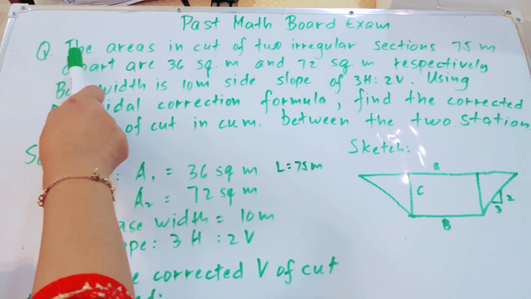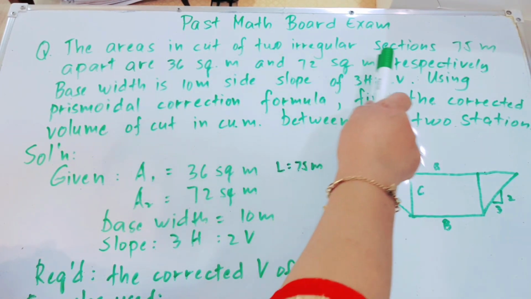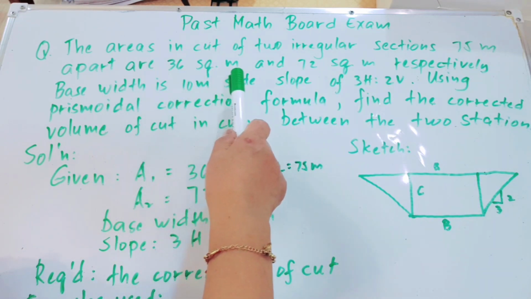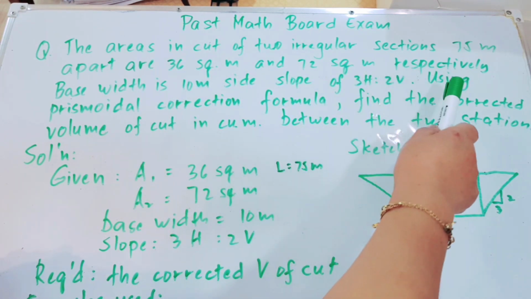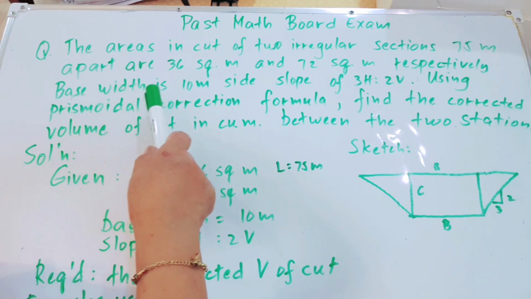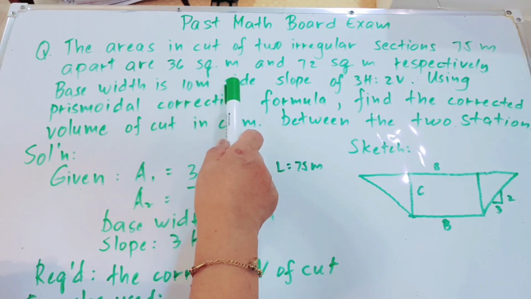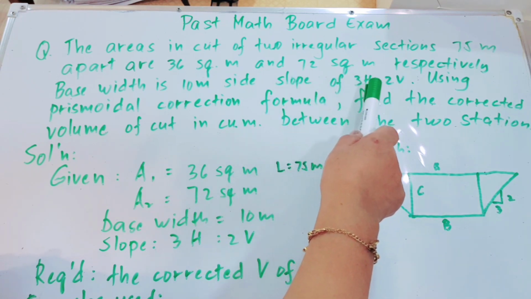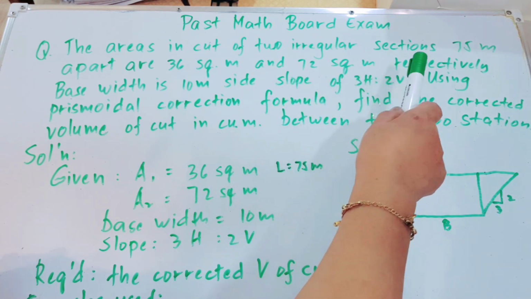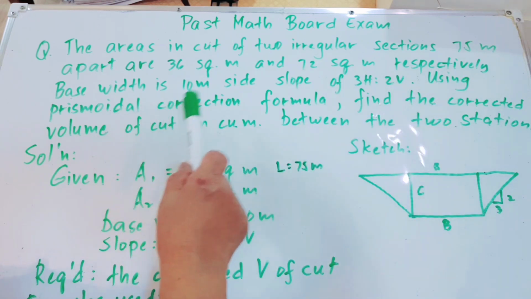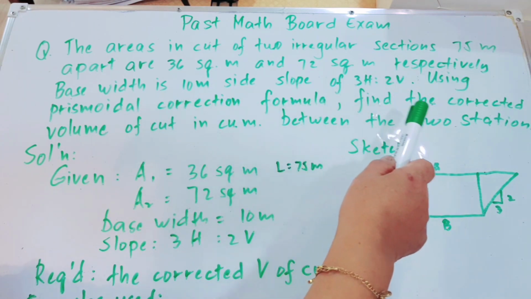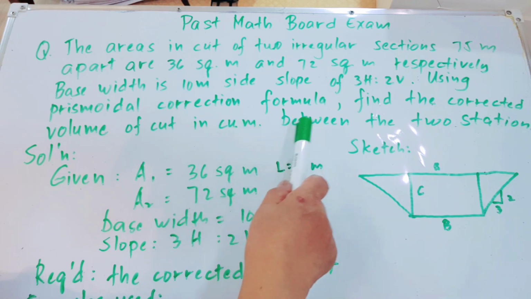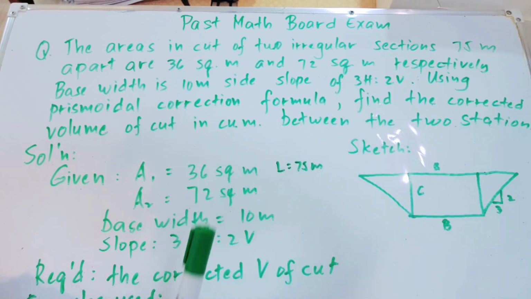The question: the areas in cut of two irregular sections 75 meters apart are 36 square meters and 72 square meters respectively. Base width is 10 meters, side slope of 3 horizontal to 2 vertical. Using the prismoidal correction formula, find the corrected volume of cut in cubic meters between the two stations.